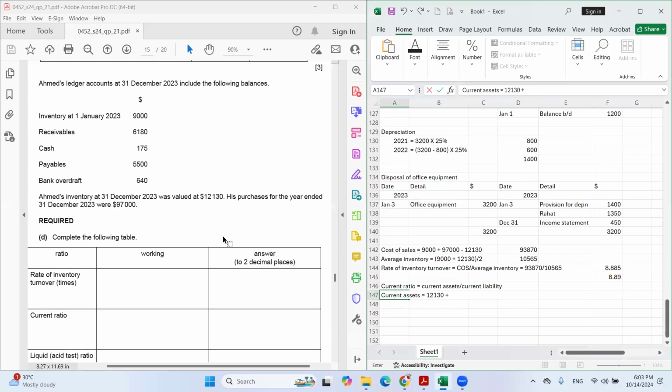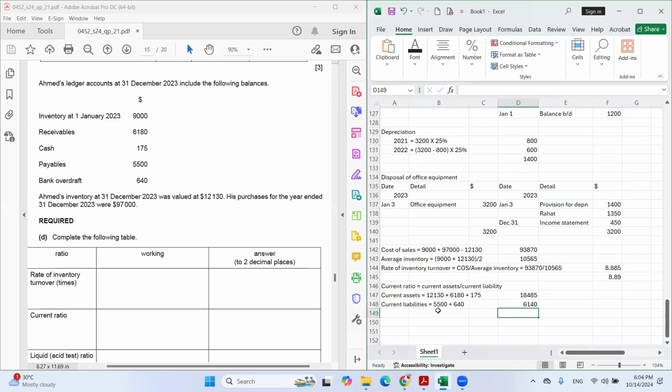12,130 plus receivable 6,180 and then plus cash 175, and that's all. Only 3 items. And our current liability is payable 5,500 plus 640. So these 2 items, let's calculate the total. 12,130 plus 6,180 plus 175. Okay, the liability is 5,500 plus 640.